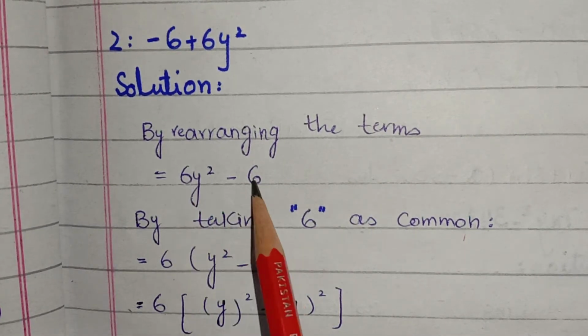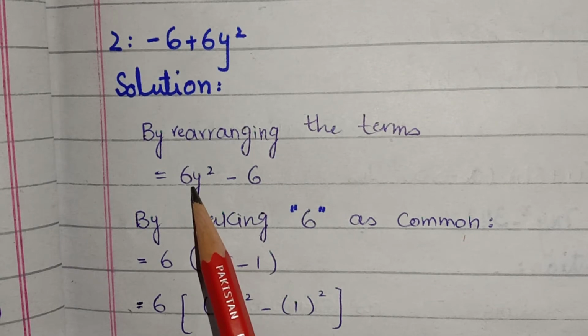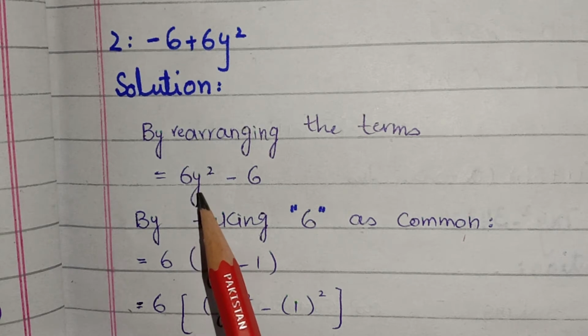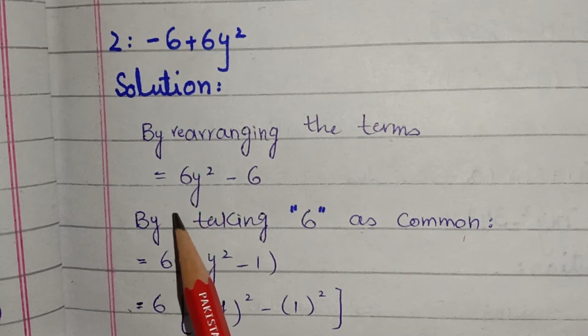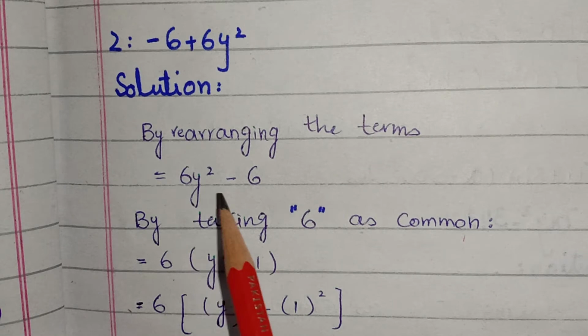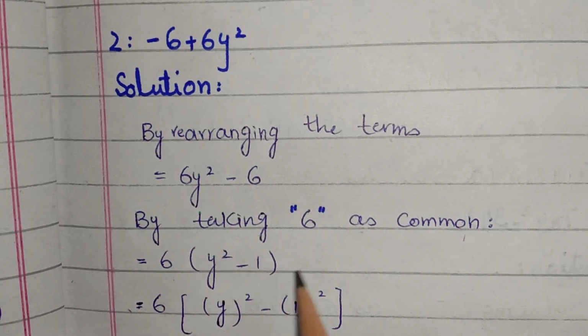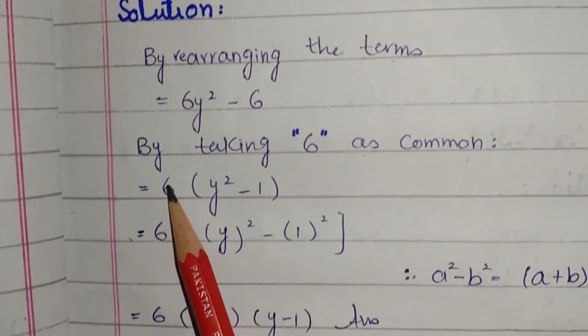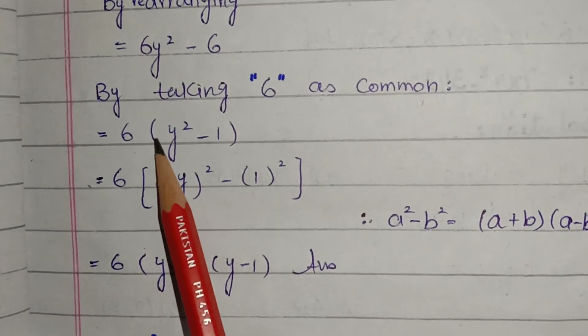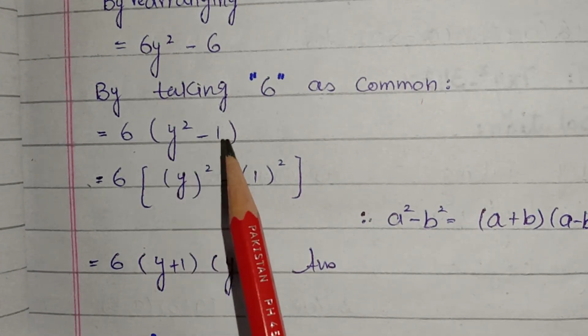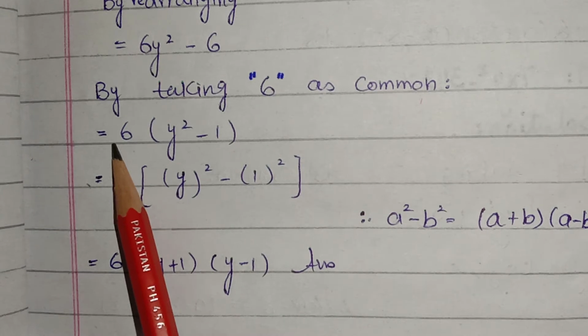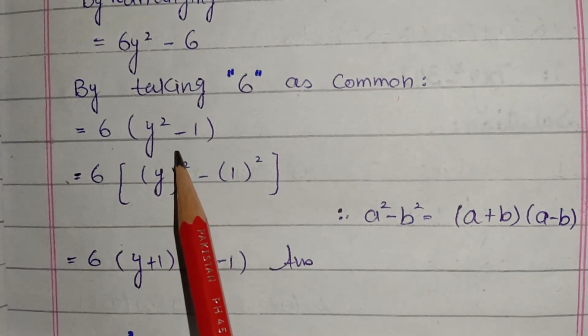6y square minus 6. As I told you, in every kind of factorization, first we will ensure whether there is any common term in the given algebraic expression. If there is any common term, then we will take the common first, and afterwards we will proceed towards the solution. Here we have 6 common, so we will write by taking 6 as common. 6 is our common term, so we will write it here, and within a bracket we have left y square minus 1.